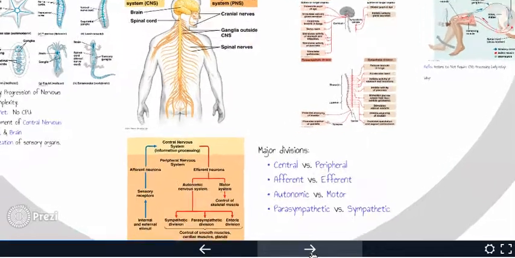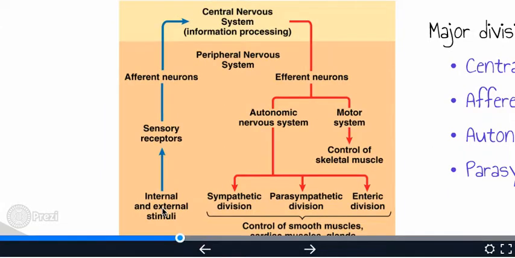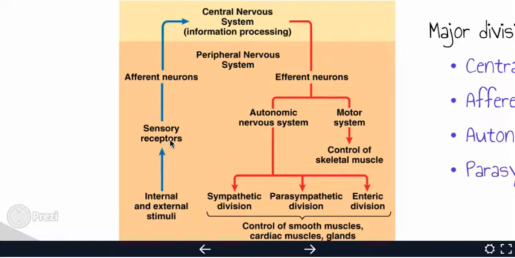Okay, so let's blow this up. Here's your internal and external stimuli picked up by sensory receptors. And that stimulus is carried by the afferent neurons into the brain and the spinal cord. This is your information processing area. Okay, once that information is processed, then the response is sent via the efferent neurons that are here.